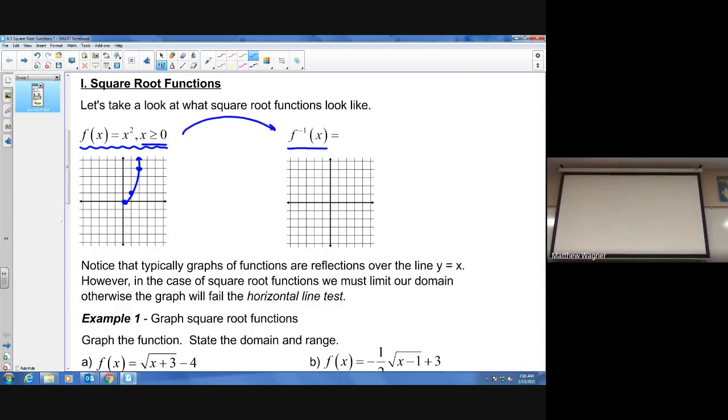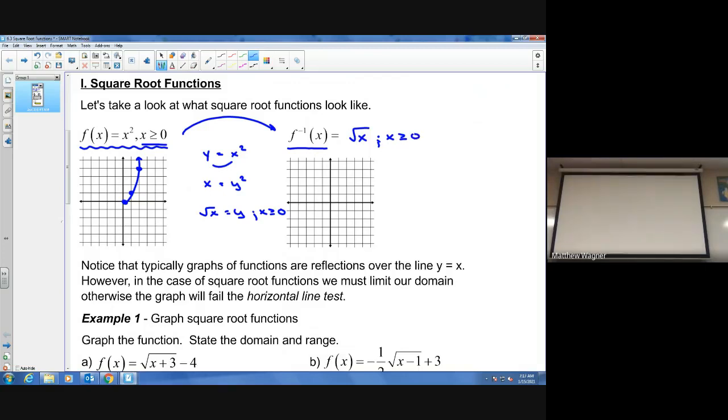So the question is, if I switch my x and y, I wind up with x equals y squared, then the inverse is going to be square root of x, and that restriction still holds true. Okay, so we only have positive values. So I don't do the plus or minus in this case. I just have positive x, and my domain restriction is for the x values, only positive x values.